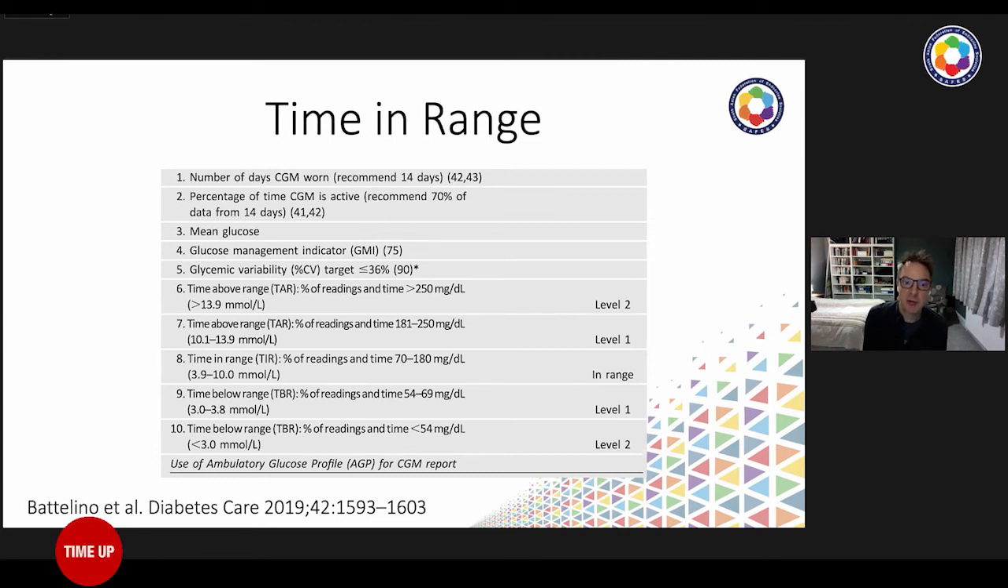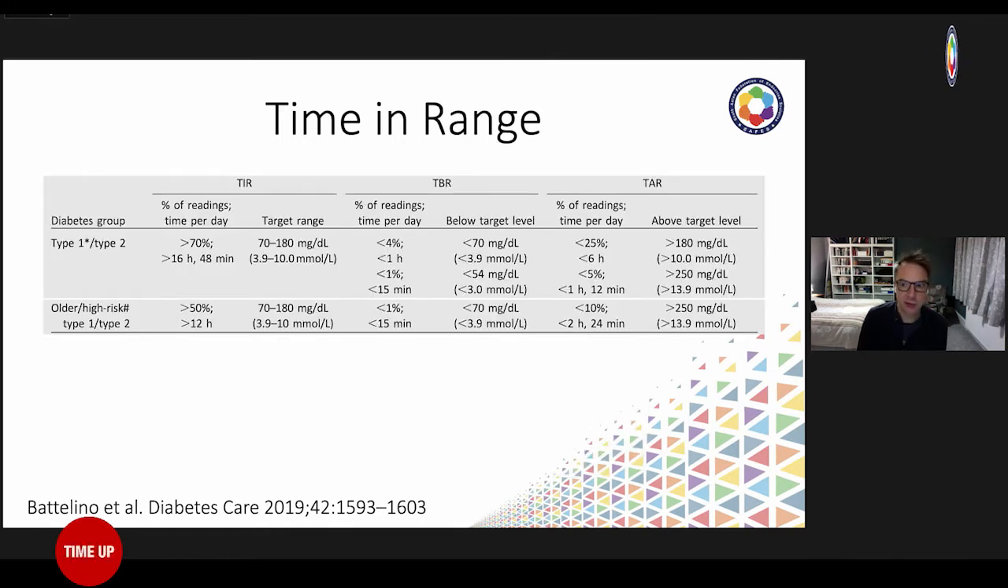And then we should look at time above 250, time above 180, and below 250. So that's level 2 and level 1 hyperglycemia. We should look at time in range 3.9 to 10 or 70 to 180. And as I said earlier, we should be looking at time below as level 1 and level 2. And the really important one is the level 2 hypoglycemia. And whenever we look at the overall glucose profile, we should use the AGP. So I will just quickly whiz through the targets, and I'll show you an example AGP.